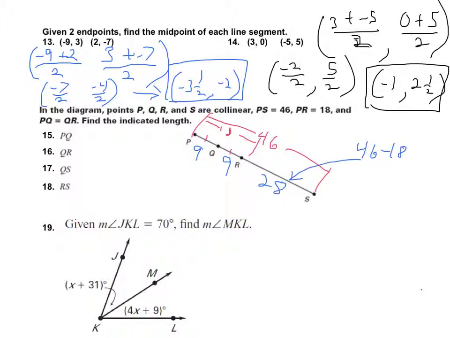So I'm just showing how I got that number. And now I can answer the questions pretty easily. So PQ, that's just 9. QR, that's also 9. QS, all right, so if you look at Q to S, I actually have to add 9 plus 28. So that's 37. And then from R to S, we figured that out was 28.